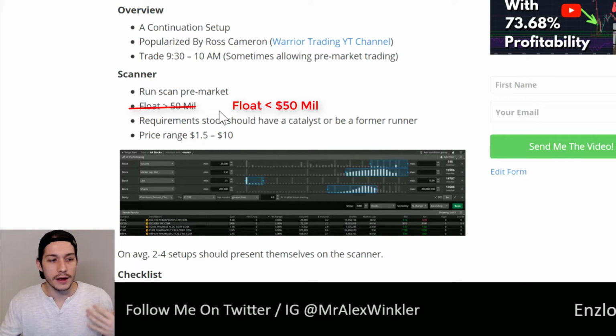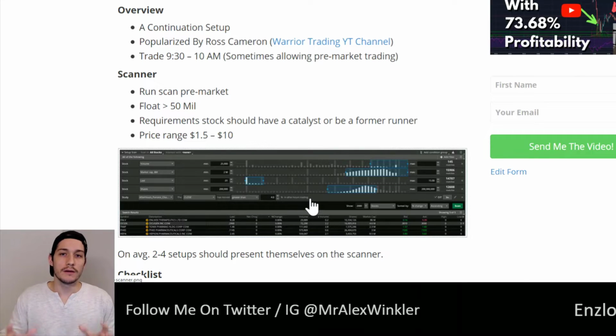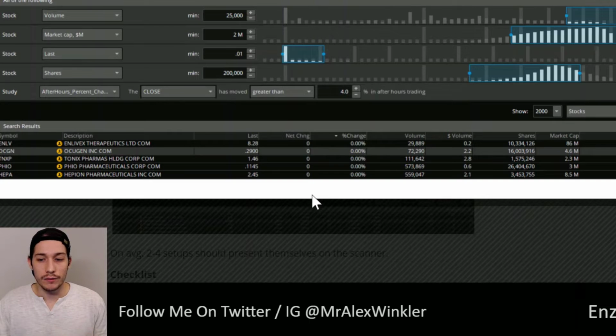We look for a float of about 50 million, and then our ideal price range is between $1.50 to $10. And then obviously all the stocks that come up on our scanner, we want to find what kind of catalyst it has. We want it to be a former runner, and on average we won't really be finding more than 2 to 4 setups on these scanners. I like to just really focus on 1 or 2 setups per day, no more than that. I feel like every time I go more than 2 setups, I overwhelm myself a little bit.